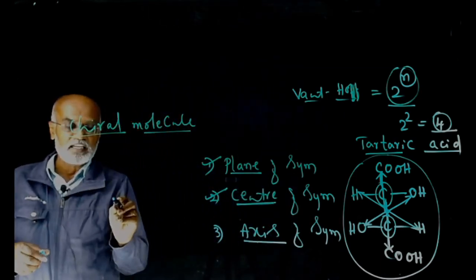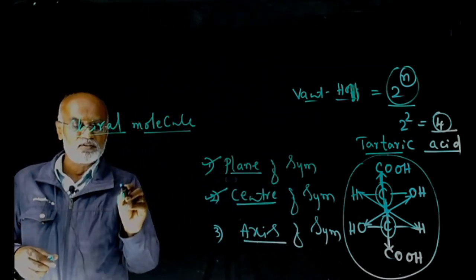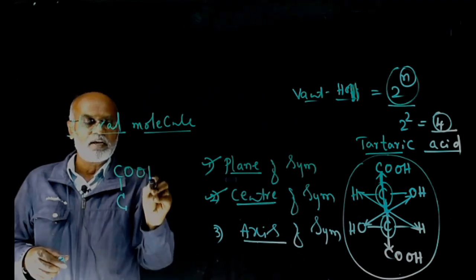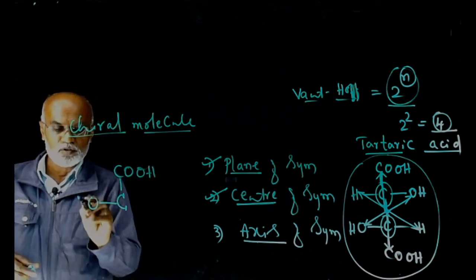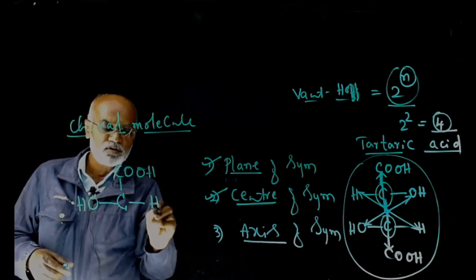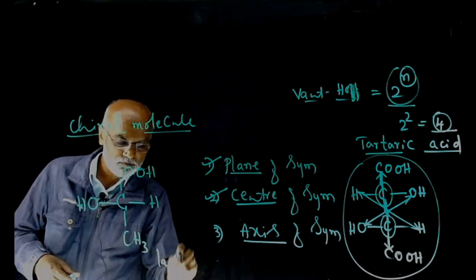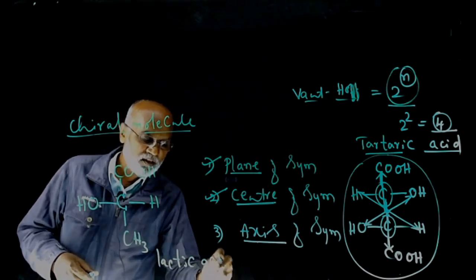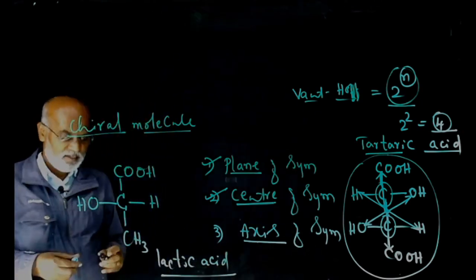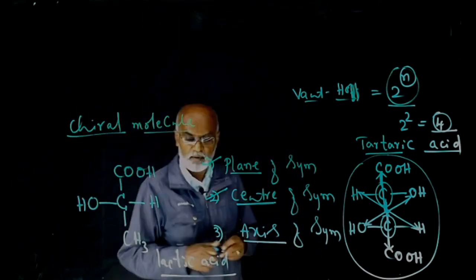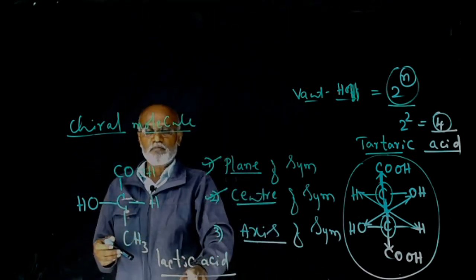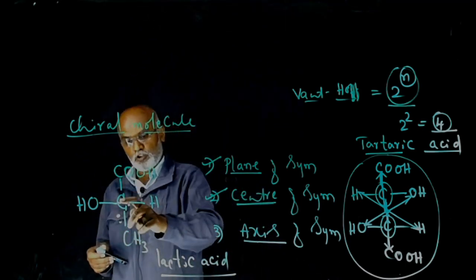Let me select one particular example. Now I am going to take one simple example. So this is the molecule which is known as lactic acid. Remember, I have selected one molecule by name lactic acid. Lactic acid is the one molecule which contains 3 carbon atoms, 1, 2, and 3.